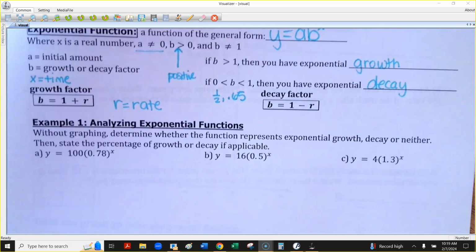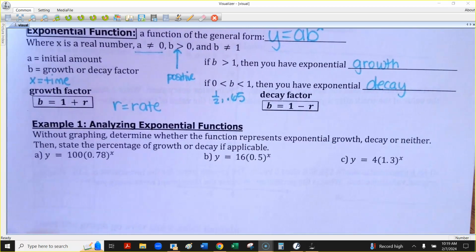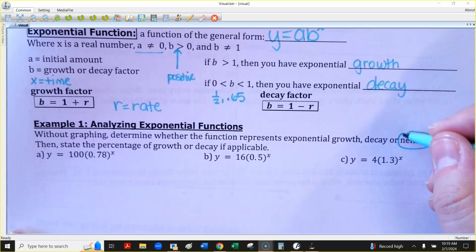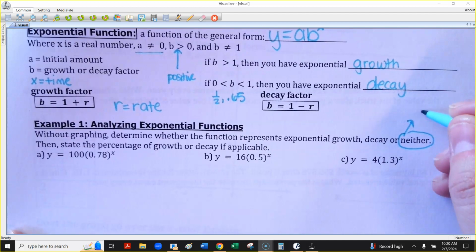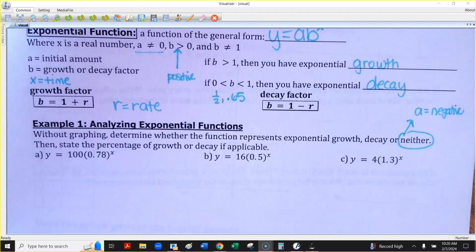Okay, so we're not going to graph this. Determine whether this is growth or decay, and I should have said this to you: neither would happen in the situation where the A value is negative. I don't think that I have that on any of the questions today, but if the A value is negative, whatever your equation starts with after the equal sign, that's neither growth or decay. We'll deal with that a little bit more tomorrow when we have some graphs that we're going to work on.